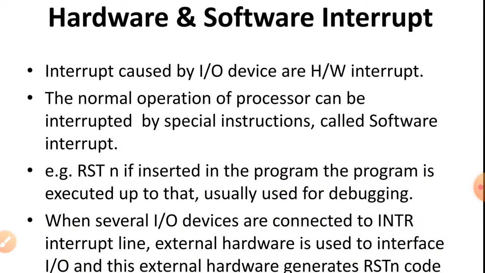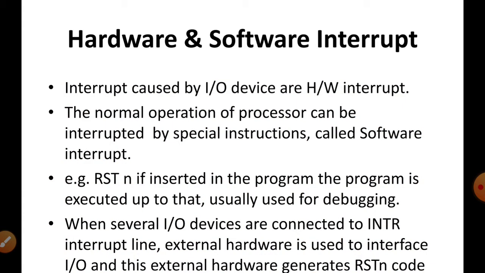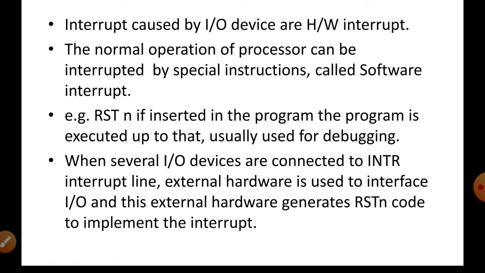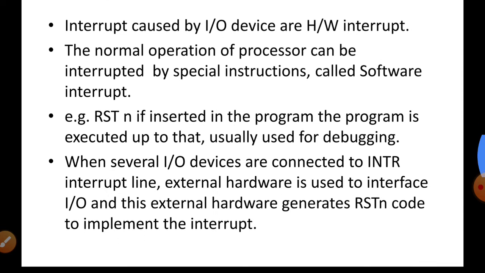Now, there are two kinds of interrupt, one is hardware interrupt and the other is software interrupt. Hardware interrupts are those caused by a hardware device, meaning any line through which the processor is being interrupted is a hardware interrupt. But the processor can also be interrupted with the help of an instruction, and that instruction is the RST instruction. That kind of interrupt is called a software interrupt.